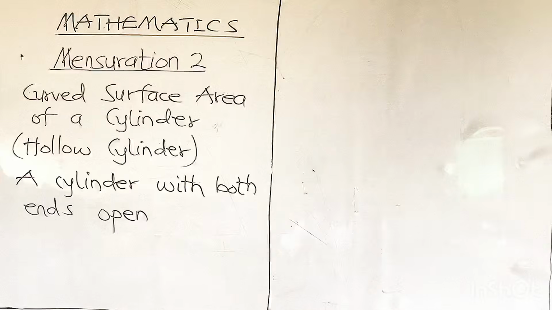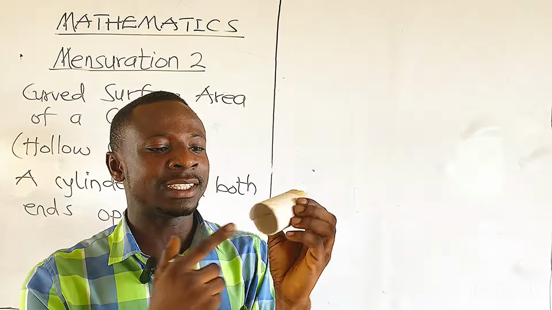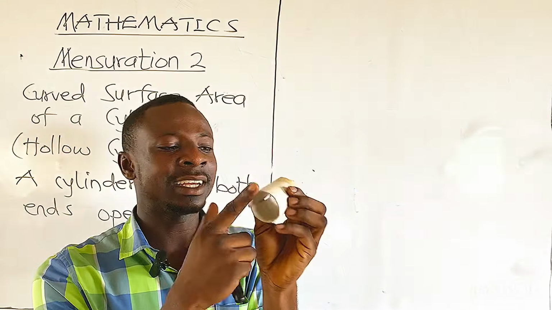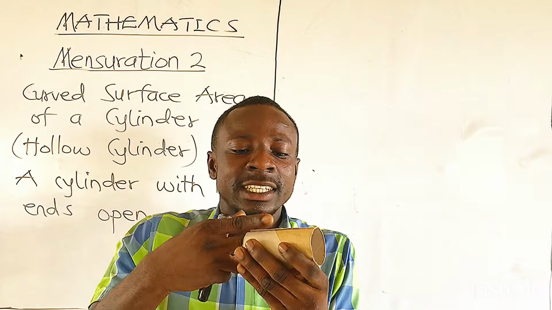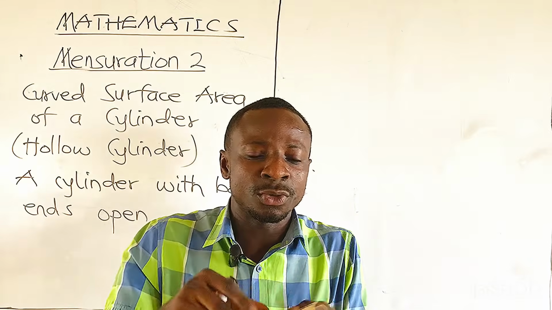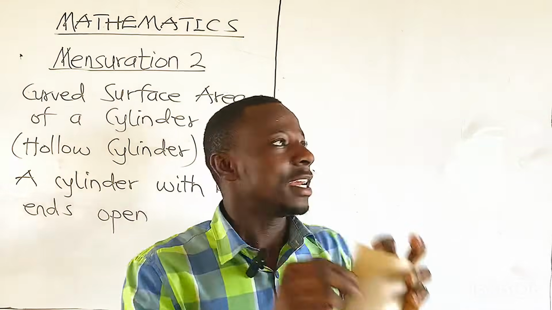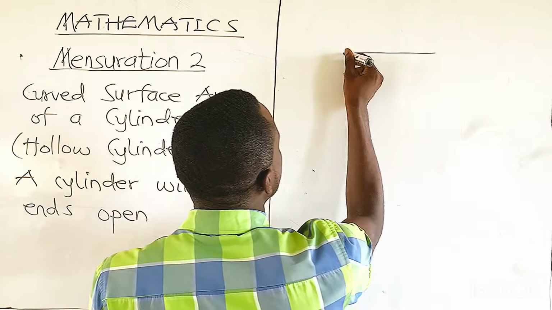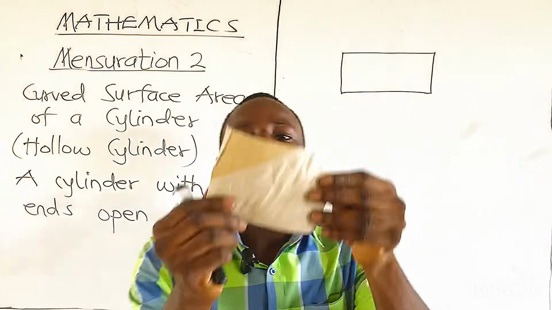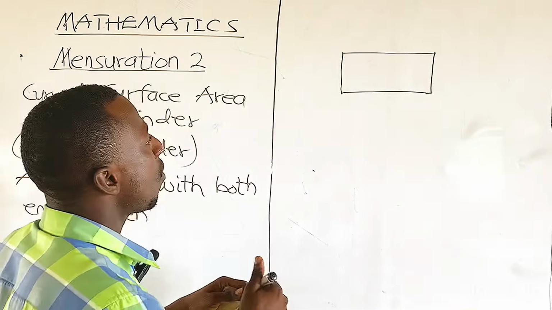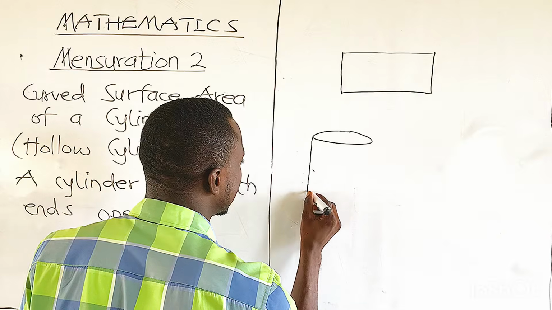Now, this is a hollow cylinder. Both ends are open. There is nothing here, there is nothing here. When I cut this figure with scissors into two, I can spread it out to form a figure like this. The figure I have obtained here looks like a rectangle, or is a rectangle. Before cutting, it was like this.